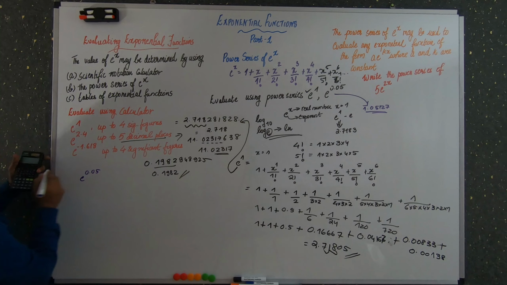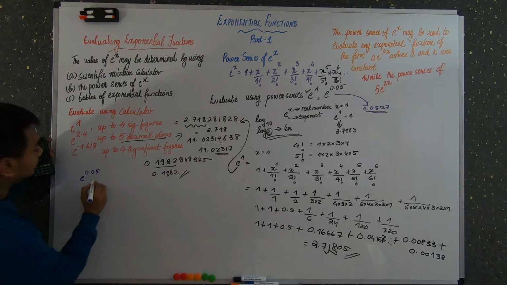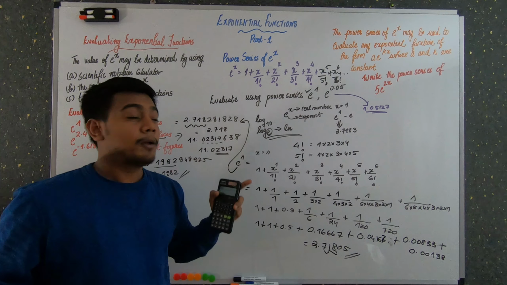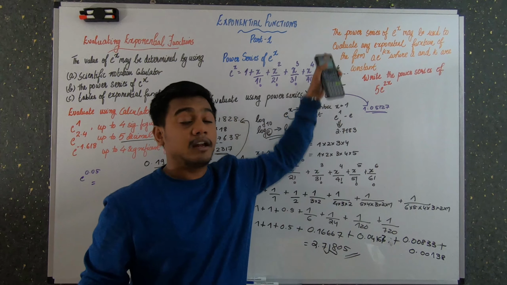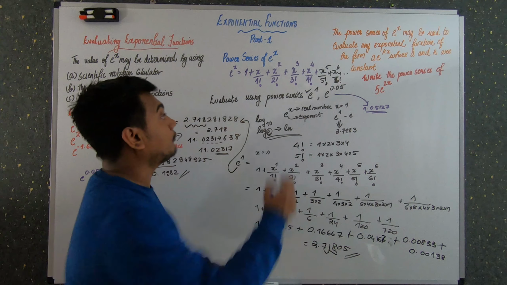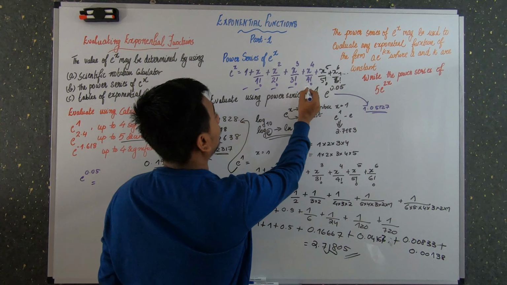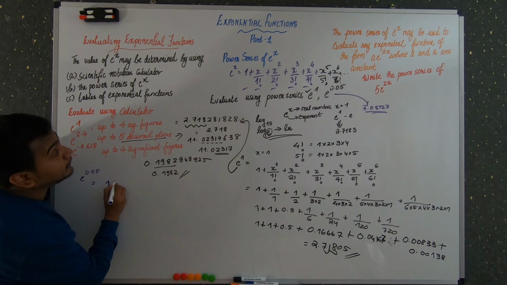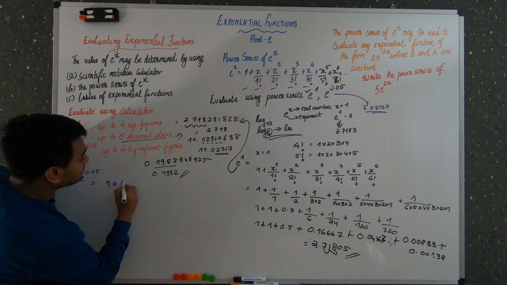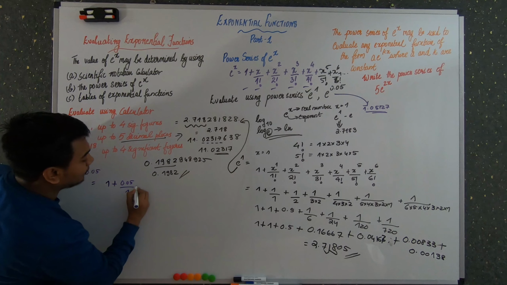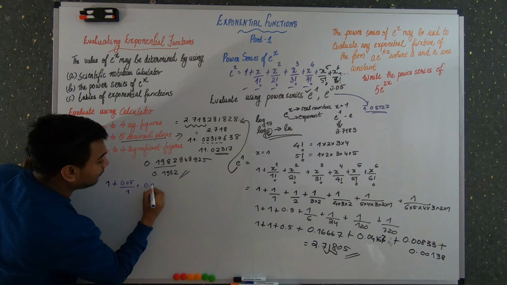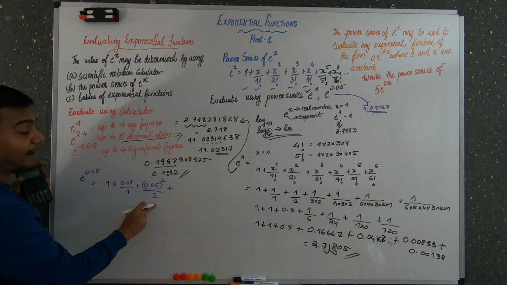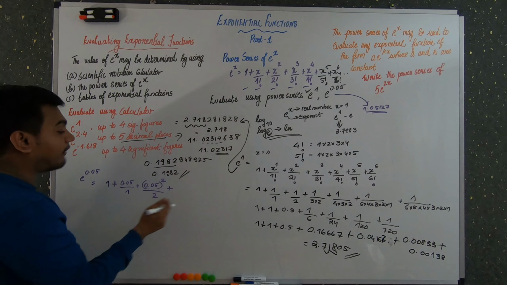Using this equation, I am taking only up to 5 terms, because with 0.05 it would just make your problem more complex if you take powers of 6 and so on. So again, 1 plus x, which is 0.05 by 1. Again, 0.05 the whole square by 2 factorial. 2 factorial is 2 into 1, that is why I have written 2.